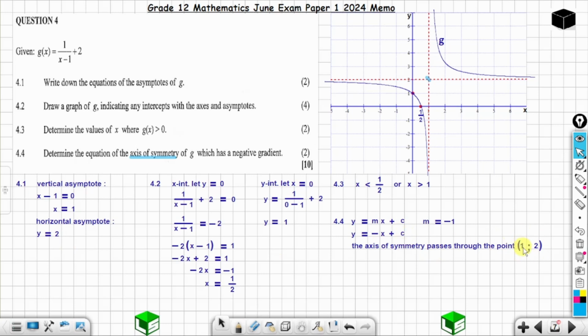So, this is x, this is y. The first coordinate is always x, the second coordinate is always y. So, this is y, which is 2, equal to minus x, x is 1, plus c. So, c is equal to 2 plus 1, which is 3. And now the equation is y is equal to minus x plus 3.